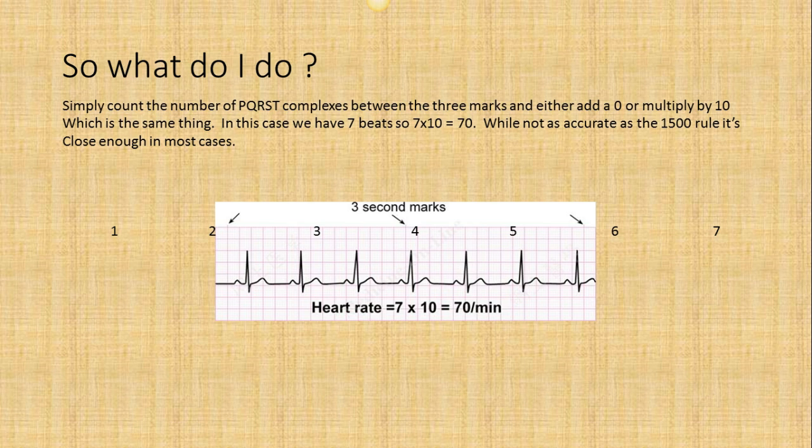Again, simply count your PQRST complexes. Now this heartbeat is pretty regular, but we can do it with irregular. Your hash mark is there, there, and there. And the picture got smaller after I put my numbers up, but it's 1, 2, 3, 4, 5, 6, 7 in this case. So 7 times 10 is 70 beats per minute.